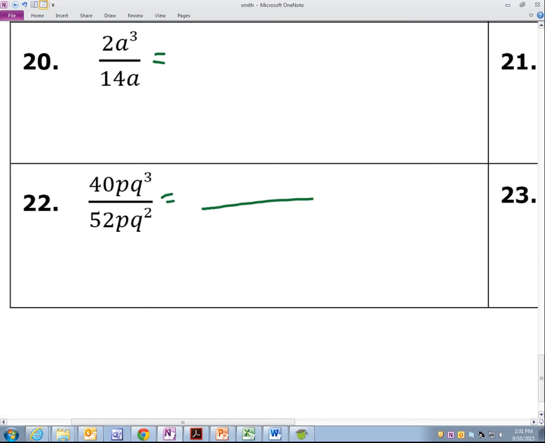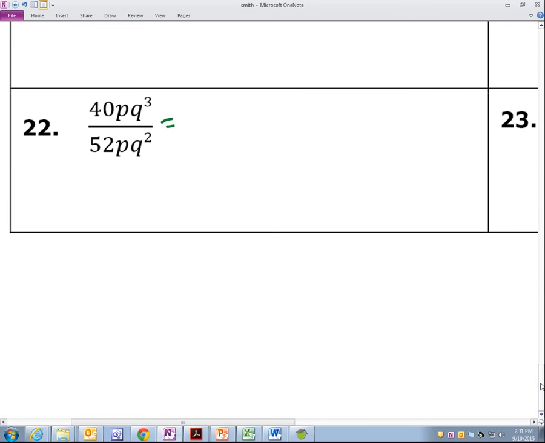Let's do number 22. So I'm going to pull out what I get from the prime factorization and put them on a line so they cancel each other out. First, I'm going to do 40PQ cubed.